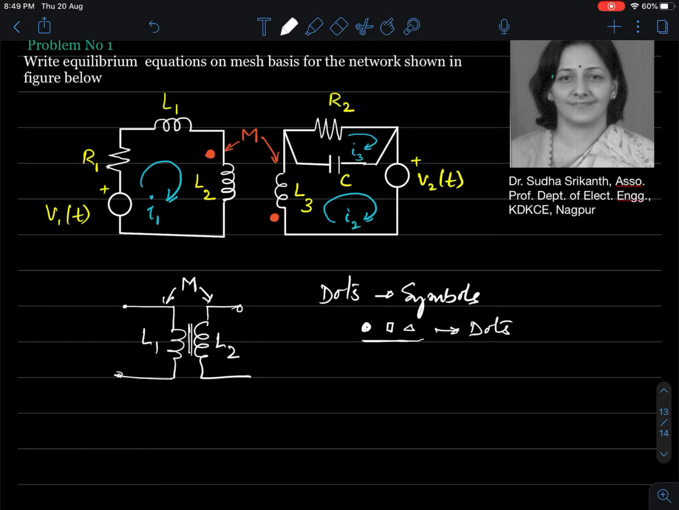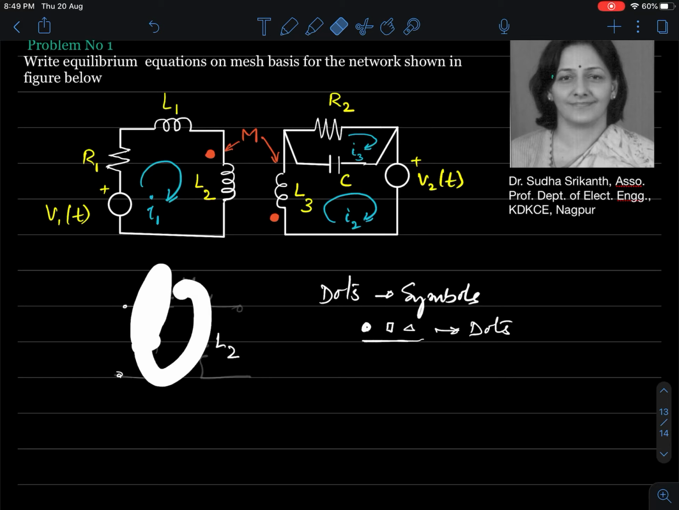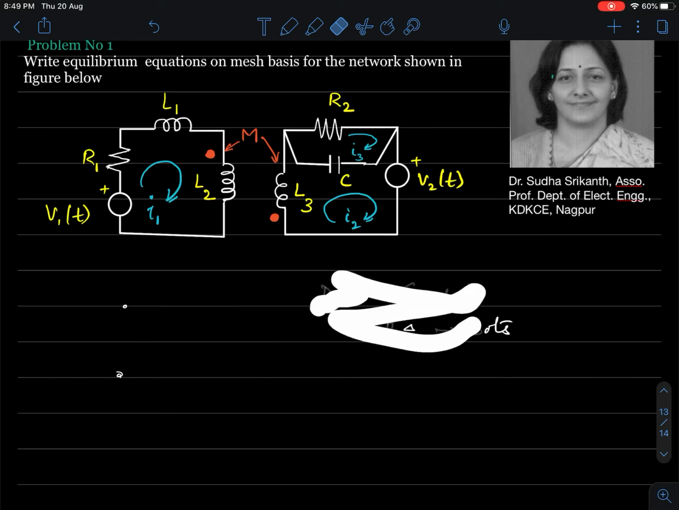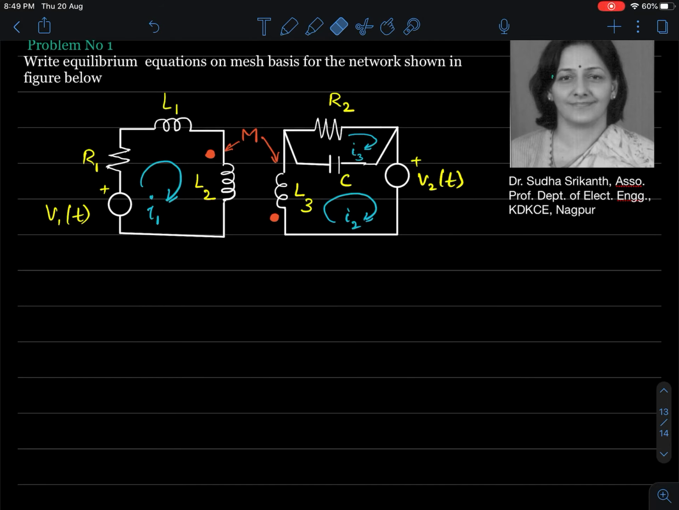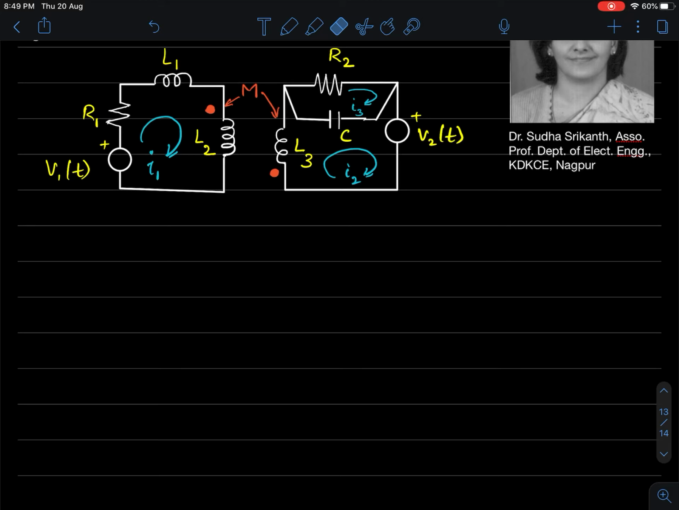Now we need to know two things here. One is the magnitude of the voltage that gets induced. Another is the polarity of the voltage that gets induced. According to dot convention, what we understand is, if the current enters the dot in a coil, I shouldn't have erased it. Anyway, let me quickly write. It doesn't take much time.